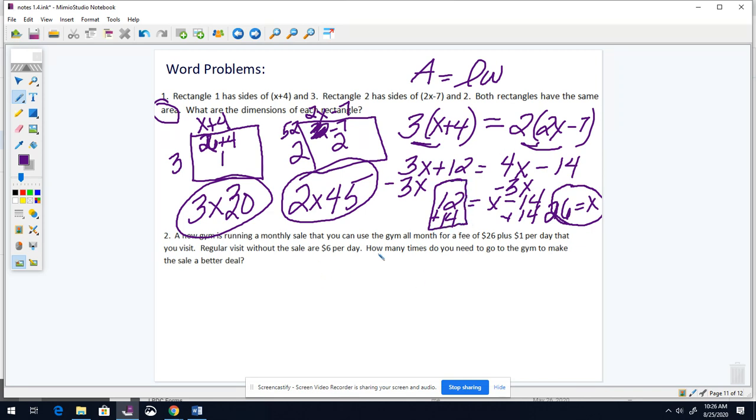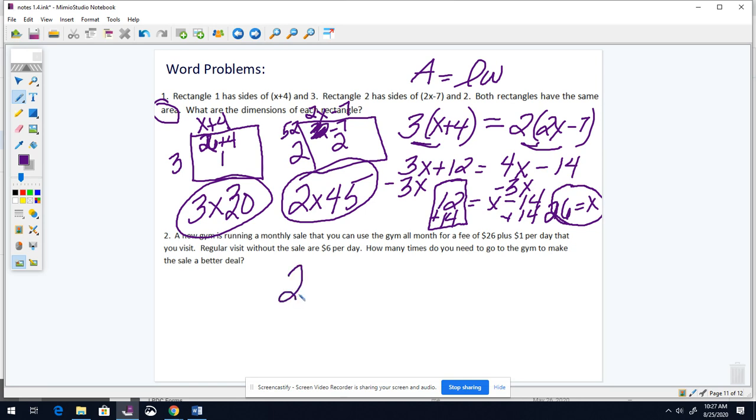Next one, we are having a gym monthly sale where we can either pay $26 right at the start, and then every day we go, we're going to pay an extra dollar. Or you can just pay $6 every day you go and no initial fee. And we're trying to figure out basically how many times you're going to have to go to make it worth it. I do this all the time when I'm figuring out things like pool passes.